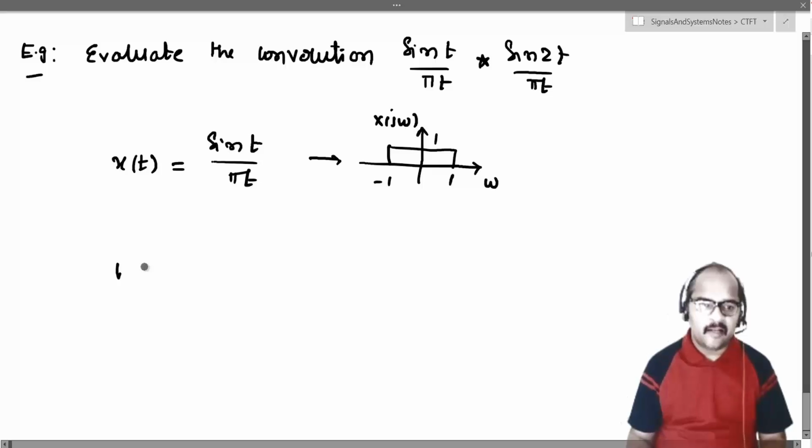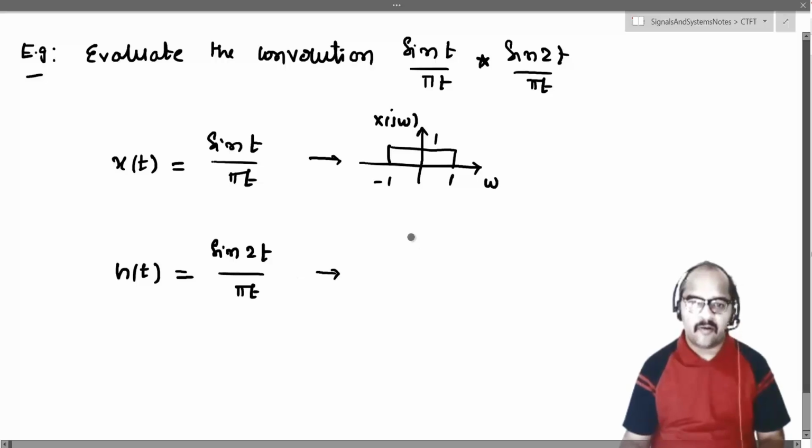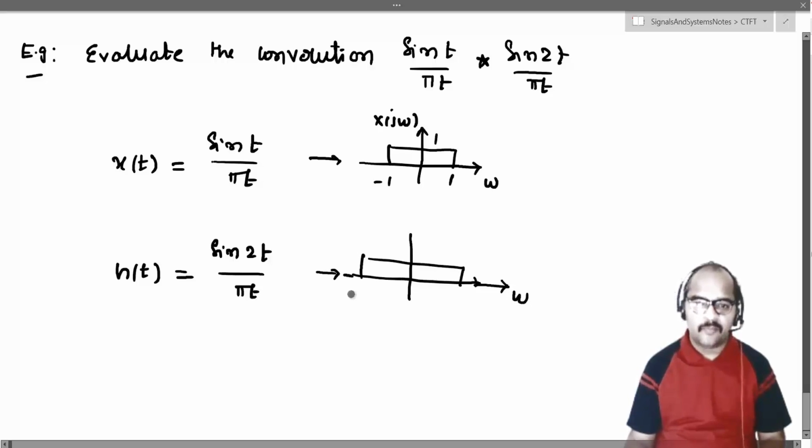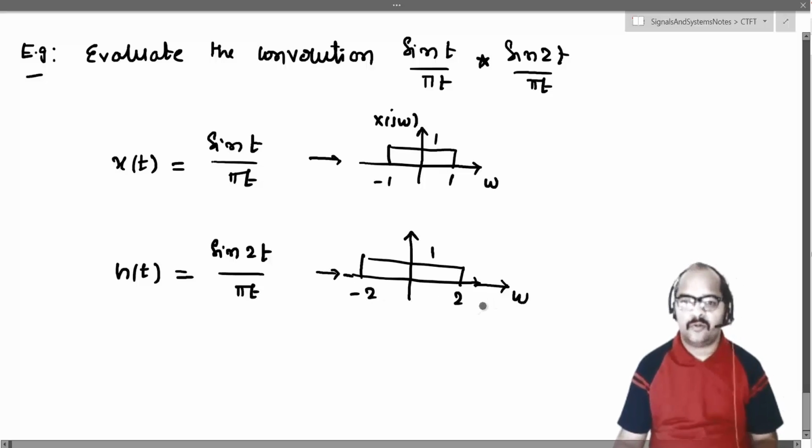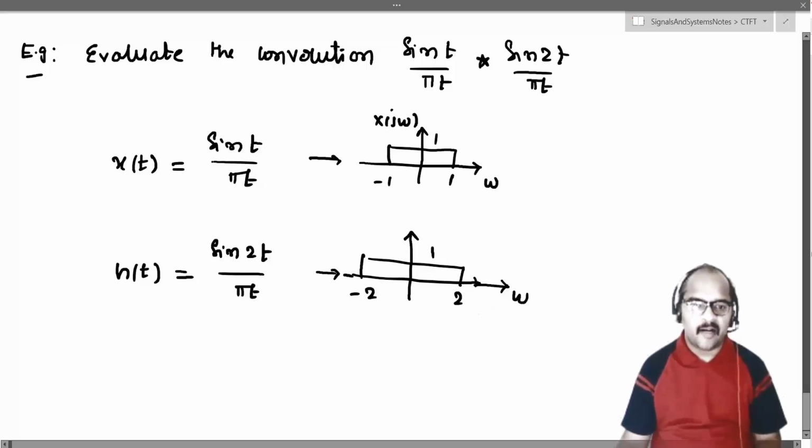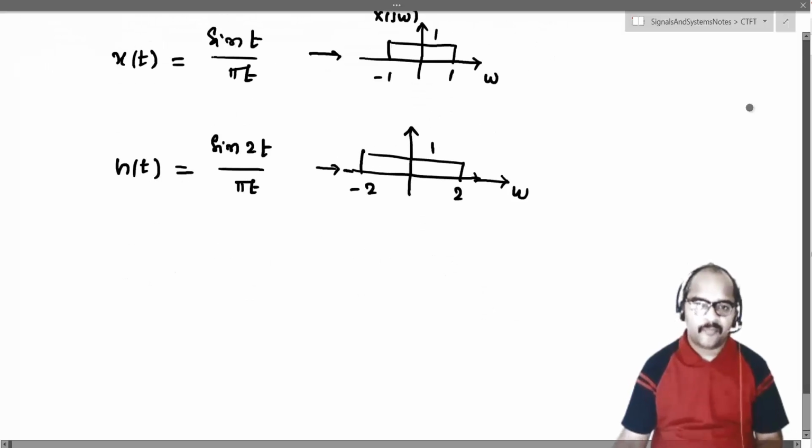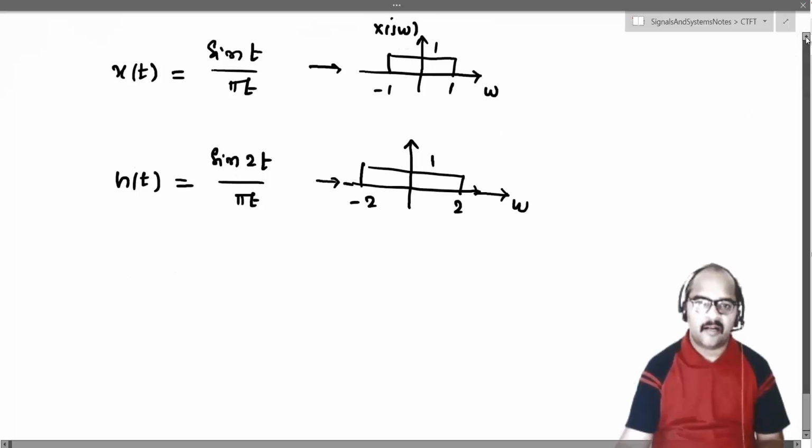Then we have h of t, the second signal. Let us take it to be sine 2t divided by pi t. So what will be its Fourier transform? This will have a rectangular function from -2 to +2 with amplitude 1 as the Fourier transform. I'll keep that in the picture.